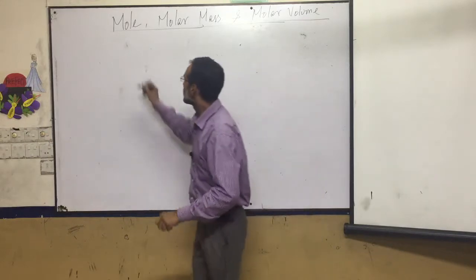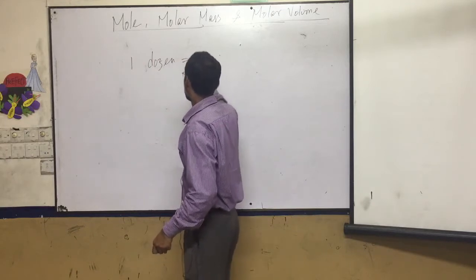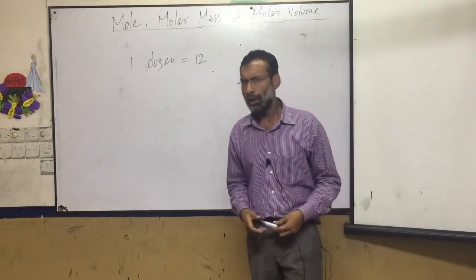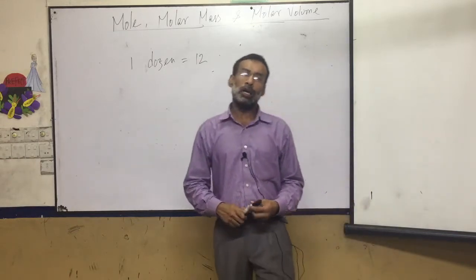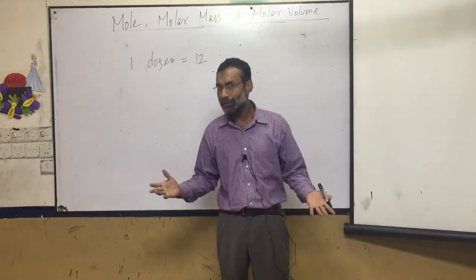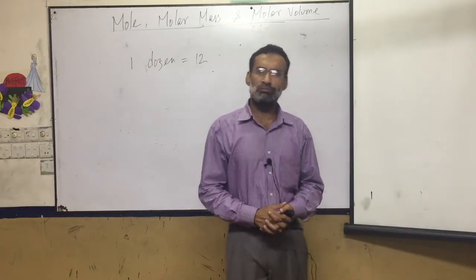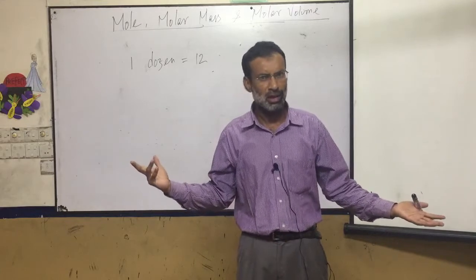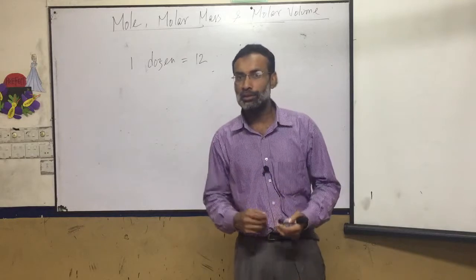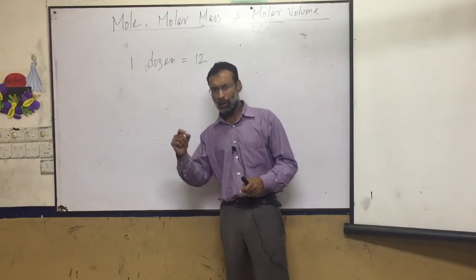Let's write 1 dozen equals 12. 12 of what? 12 of anything makes 1 dozen. Suppose in my pocket I have 12 pens. How many? 1 dozen. This 1 dozen can also be big things, some big things. Suppose 12 planets together is 1 dozen. Yes, 1 dozen. So 1 dozen could be small thing or big thing.